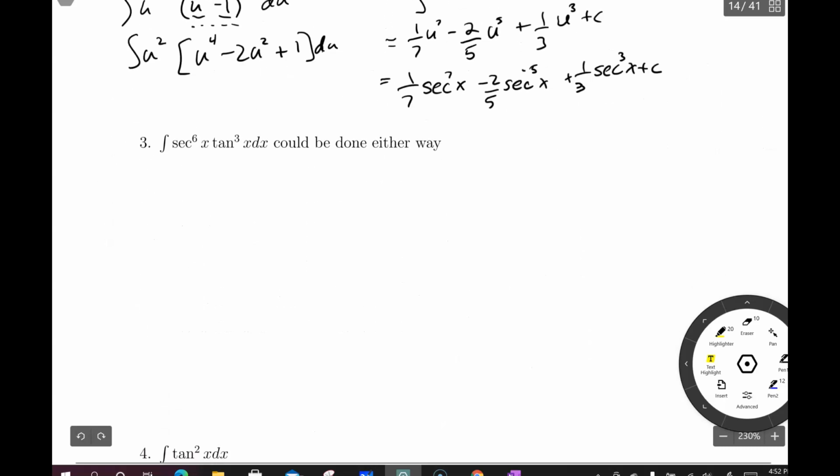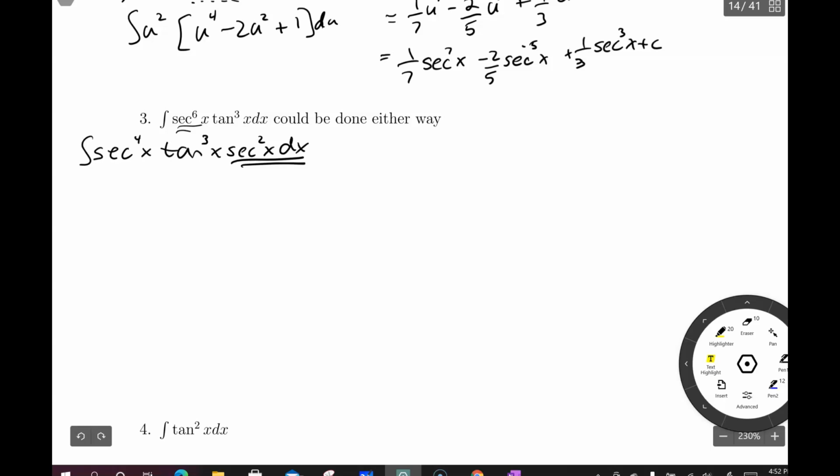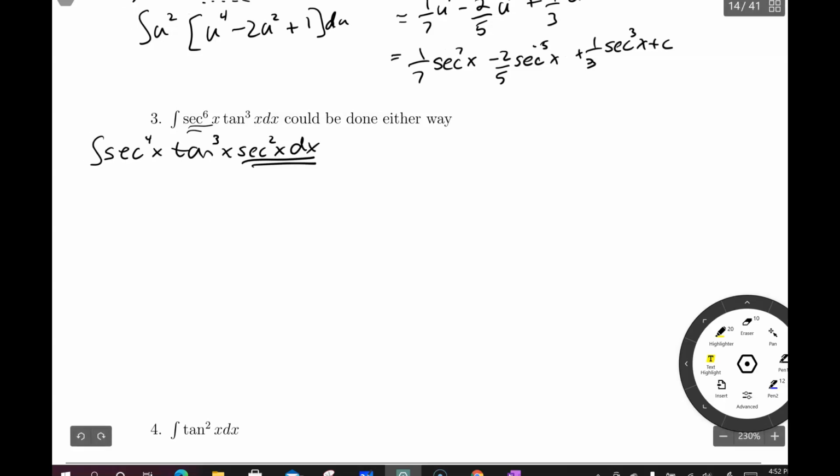All right. Okay, I wanted to do this one because I wanted you to see that this could be done either way. Sometimes there's options, meaning you could choose the du, two different things. Okay, so let's look at this one. So I see that there's an even power on the secant, so I could choose to pull off a secant squared. Remember, that's always your first step. Find out what your du is going to be.